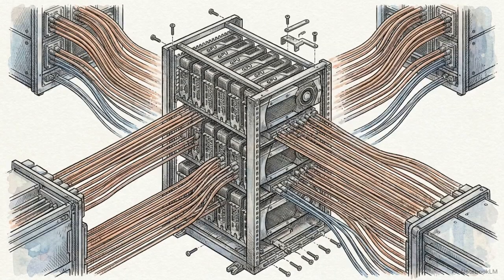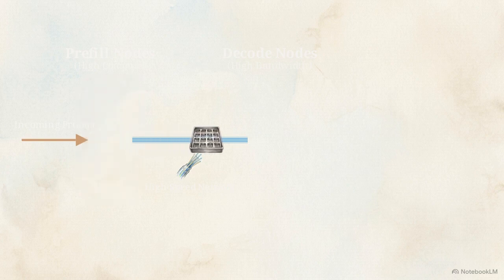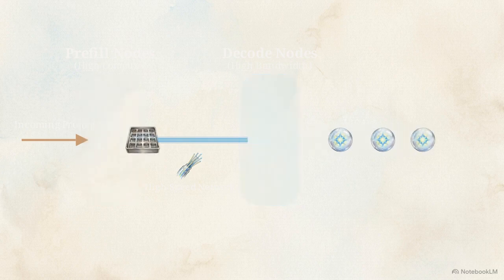As models grow toward 400 billion parameters, they outgrow the physical capacity of any single machine. This has led to disaggregated architecture, where prefill and decode phases are separated onto different hardware clusters. Specialized prefill nodes process incoming prompts, then stream the resulting KV cache over a high-speed network to decode nodes, optimized for high-bandwidth token generation.